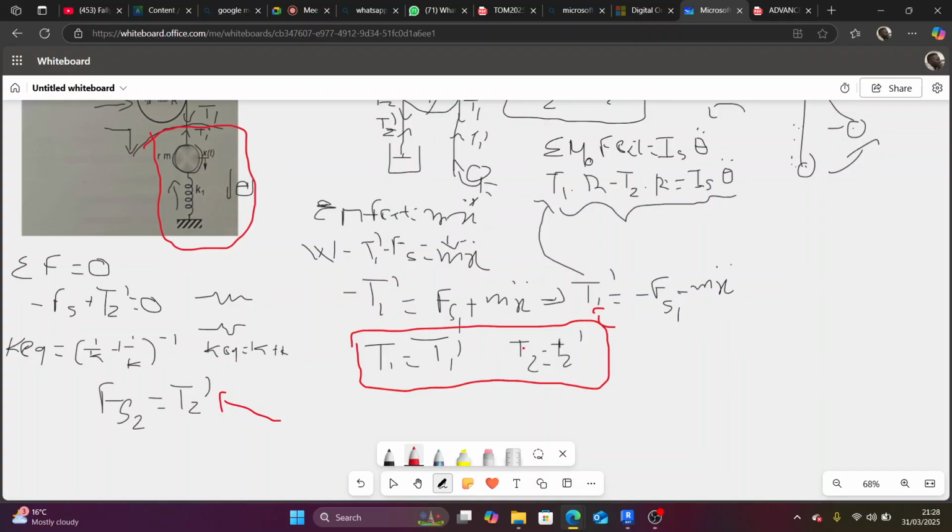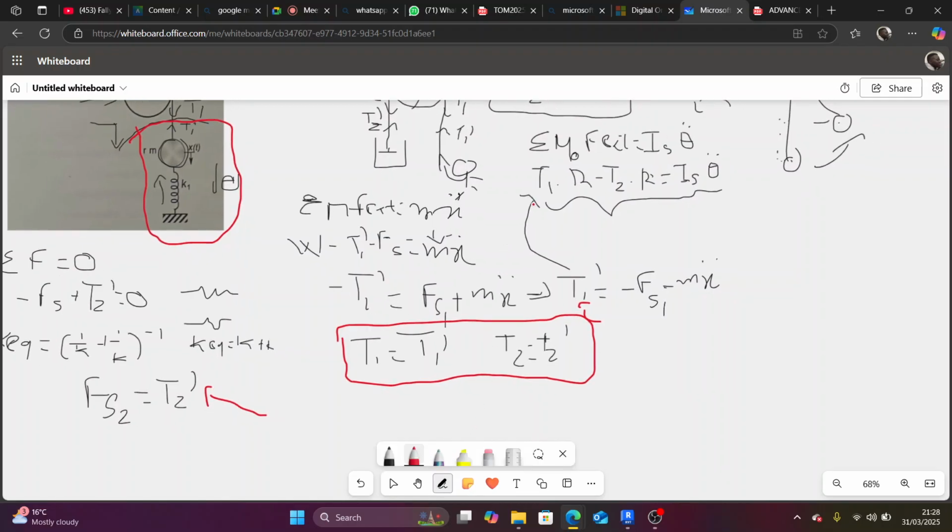Then from there it will turn into the equation of the motion. Let's see. So what's happening is this equation here, where there is T1, I will write this expression here. I will write minus Fs1 minus mx dot dot. Remember, it is multiplied by what? R. It is T1 R. Do you agree?